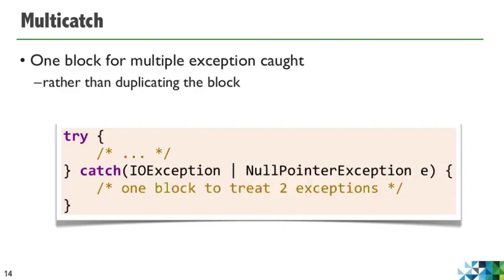pieces of logic, now you can actually define 2 exceptions that you separate with the pipe symbol, the vertical bar. So you can say catch IOException or NullPointerException, and you just have 1 block to define what you want to do in that block.